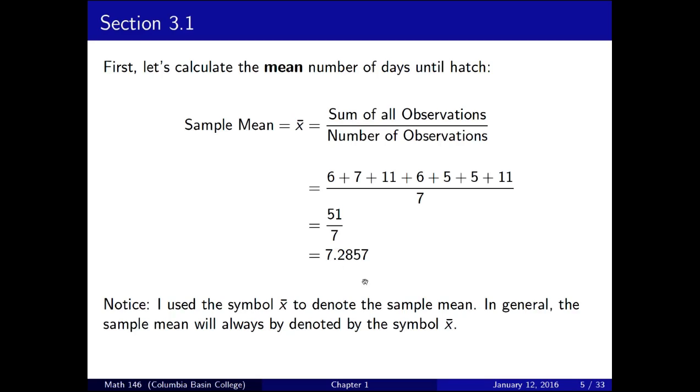Now you'll notice here, I use this symbol, this little x with a bar over it. That is x bar. That is what we will always use to denote the sample mean. So anytime you see that symbol x bar, you can know that I'm talking about the sample mean, and that's something we're going to use a lot in this class. So you'll get used to seeing that.